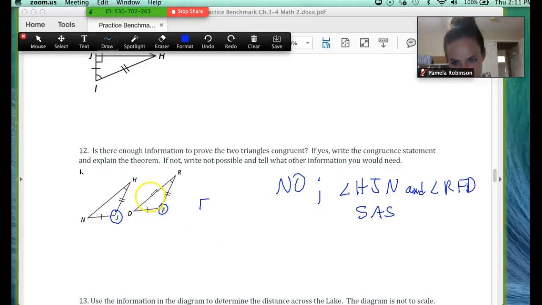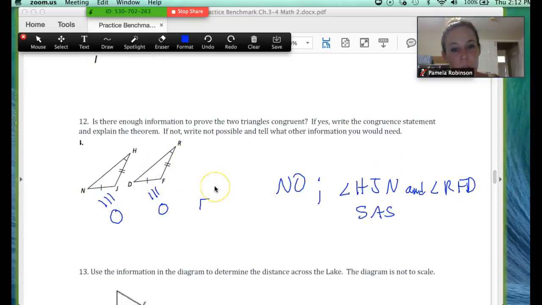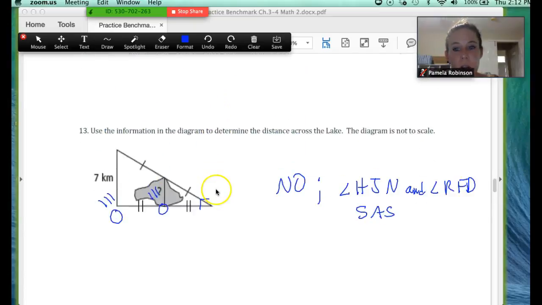There's lots of other things you could do. What if we had this third side? If we had side DR and NH, then we would have side, side, side. There's more than one way to do this. Just give me a reason. But if we had this, we would have side, angle, side. So make sure you say no first. And then let's go to 13.